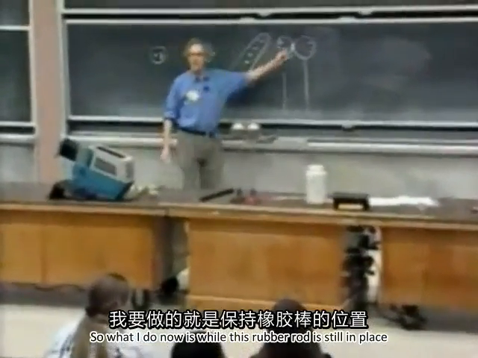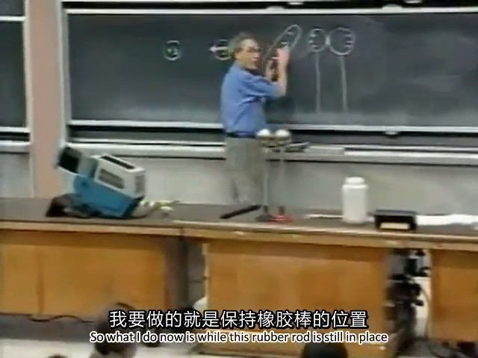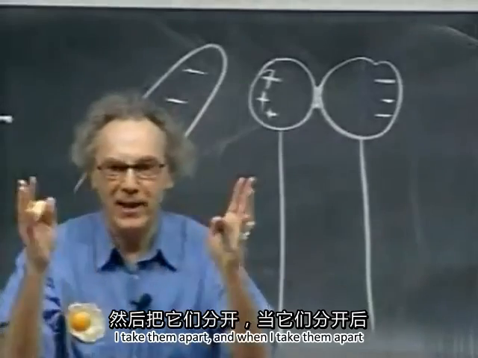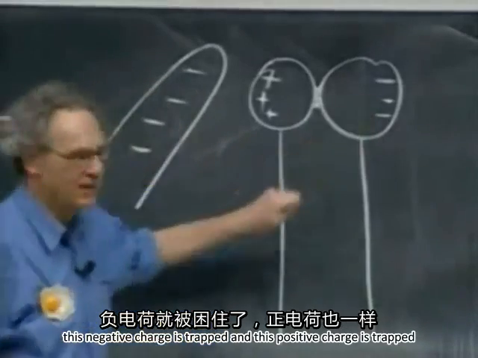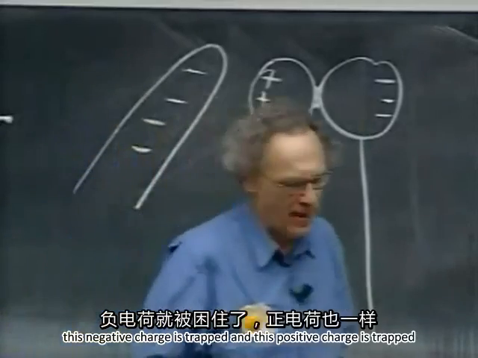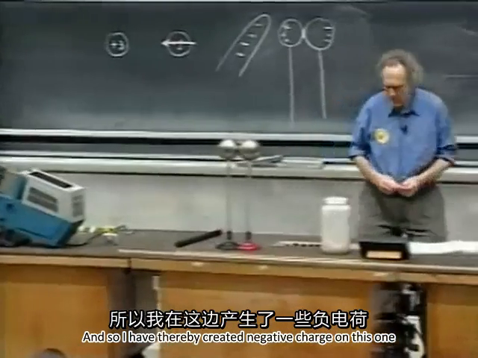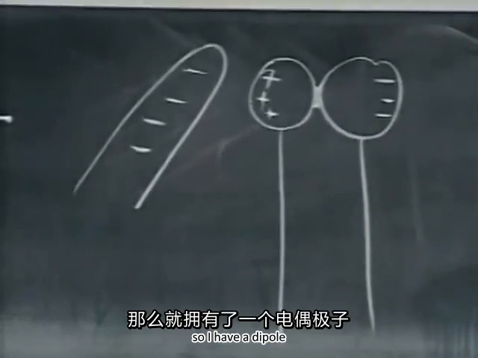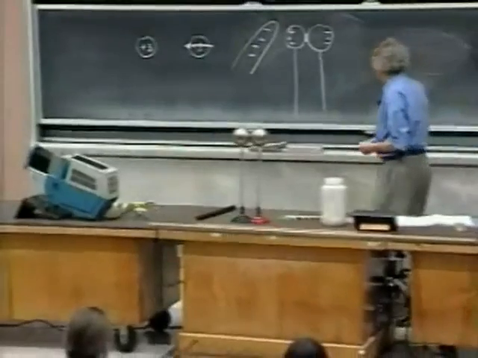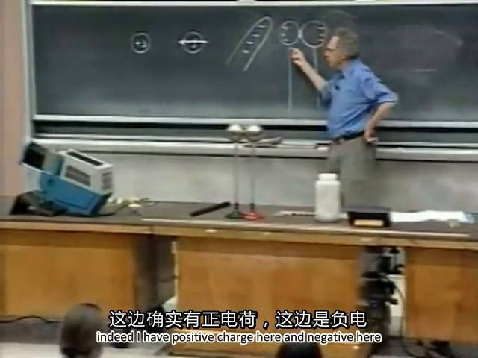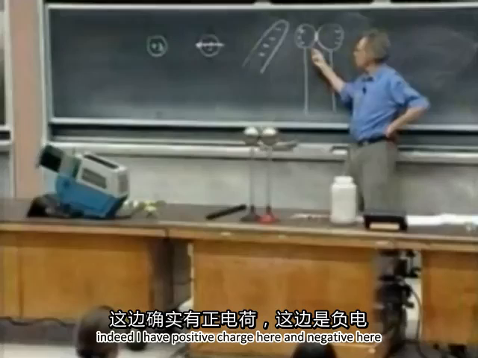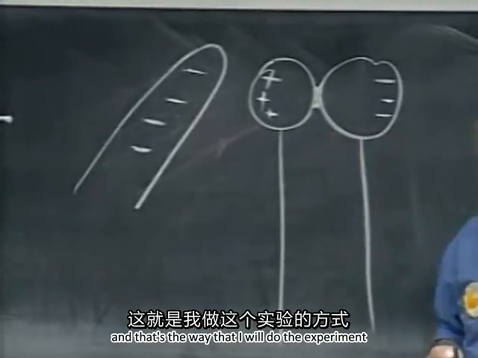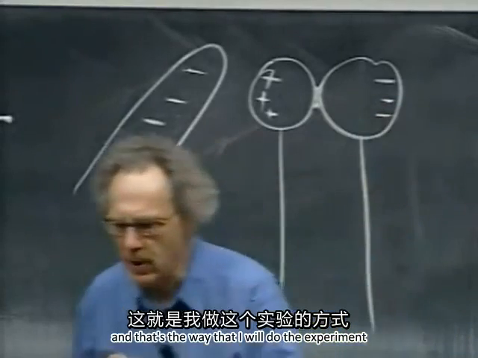So what I do now is, while this rubber rod is still in place, I take them apart. And when I take them apart, this negative charge is trapped, and this positive charge is trapped. And so I have thereby created negative charge on this one, positive on this one, and it's equal in magnitude, so I have a dipole. What I want to demonstrate to you is that indeed I have positive charge here and negative here, that there is a difference in polarity between these two. And that's the way that I will do the experiment.